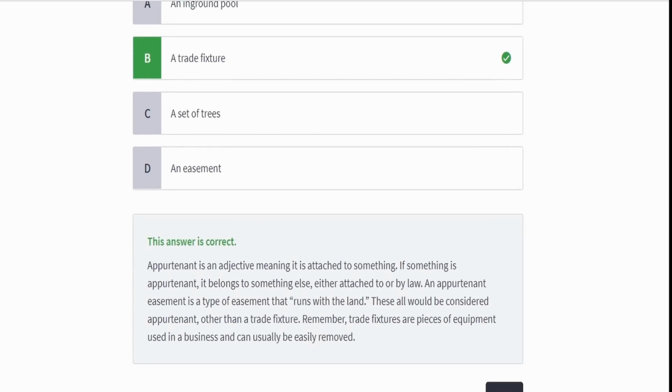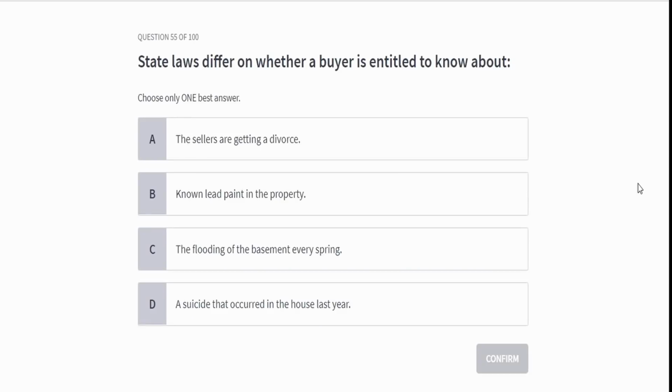So, all right, next. 55. State laws differ on whether a buyer is entitled to know about what. A, the sellers are getting a divorce. B, known lead paint in the property. C, the flooding of the basement every spring. Or D, a suicide that occurred in the house last year. So here's some time for you guys to think about it and come up with your answer.